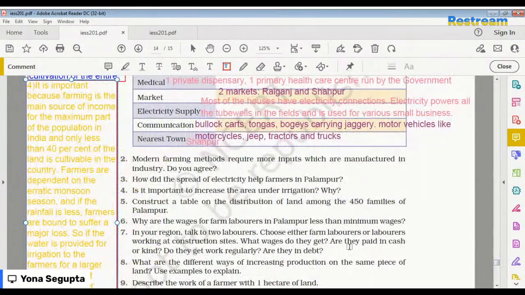Now what we need to do here is to construct a table on the distribution of land among the 450 families of Palampur. Okay. Now I don't know how I will create it, number 5, but I think I can show you the table.